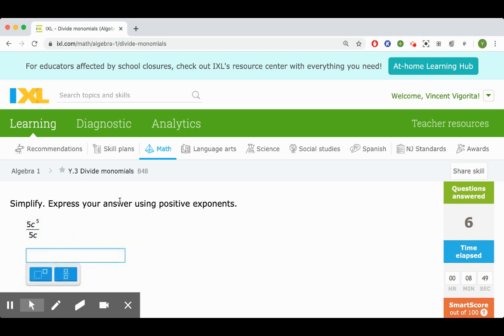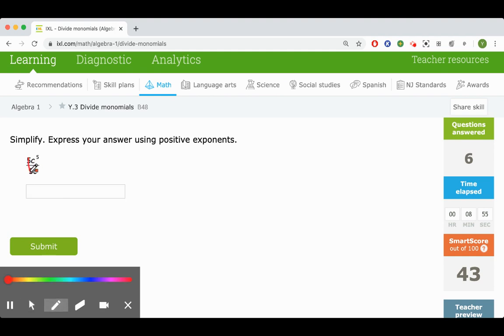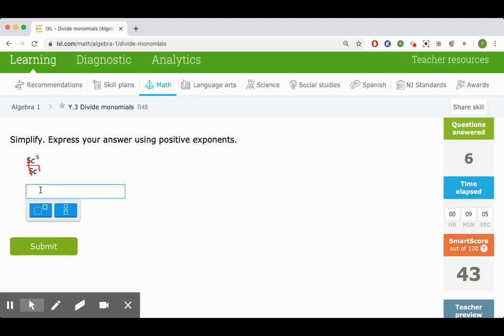Okay? And this will be the last one. I think you get it by now. 5 over 5, that's gone. c to the fifth power over c to the first power. That's 5 minus 1. That's 4. So your answer is c to the fourth power.